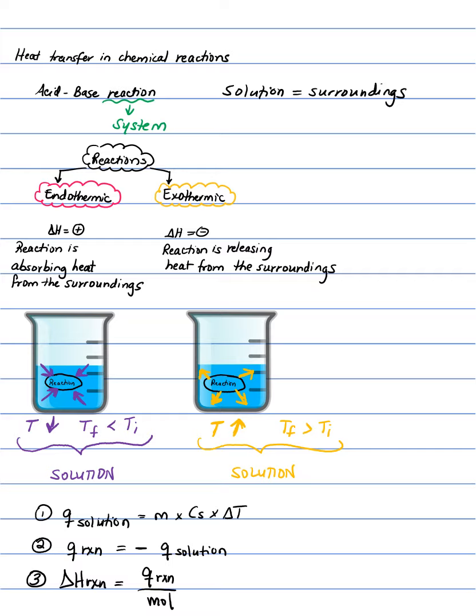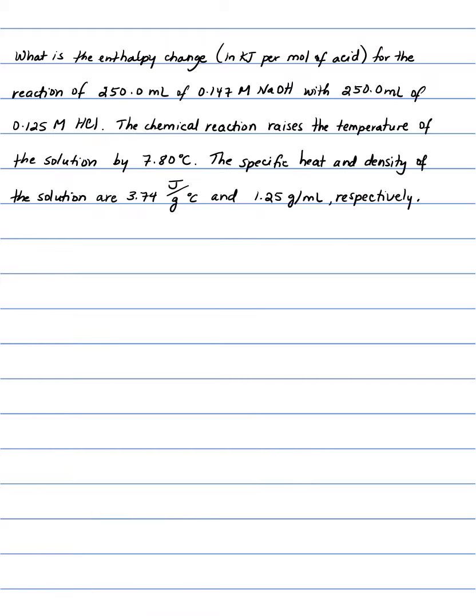And finally, we can calculate the delta H, or change in enthalpy, for the reaction. If you know the heat of the reaction, then you can divide that number by moles, and that will give you a numerical value for the enthalpy in joules or kilojoules per mole for a specific reaction. So I have one example, and these three steps are the ones that we're doing in this calculation. We're calculating enthalpy change in kilojoules per mole, and that will be per mole of the acid.